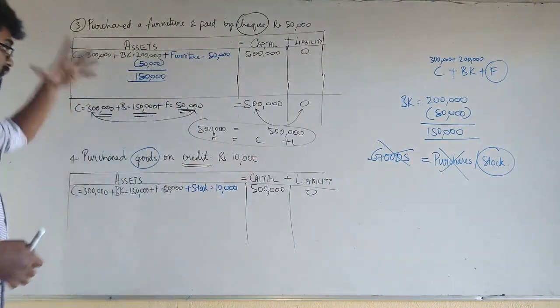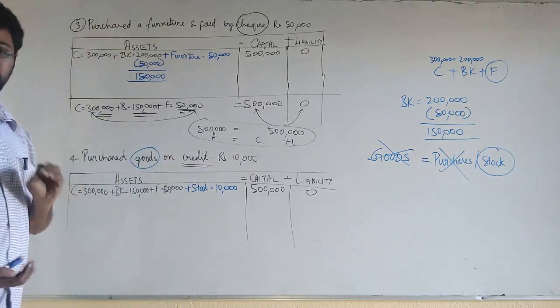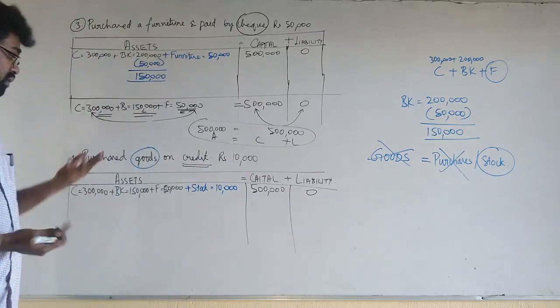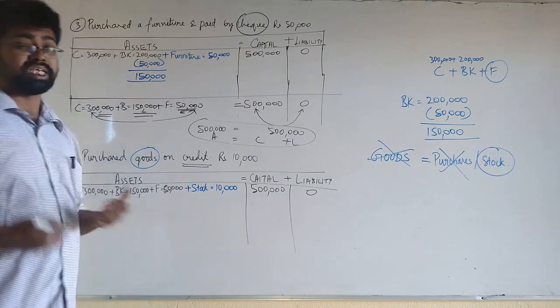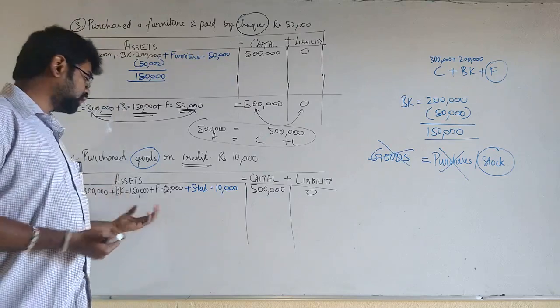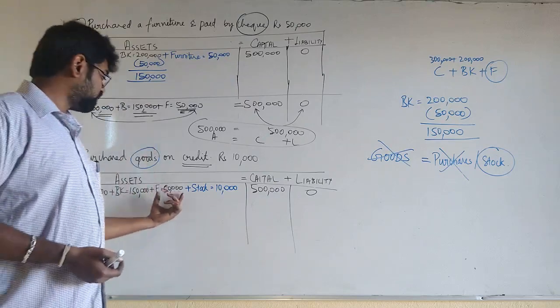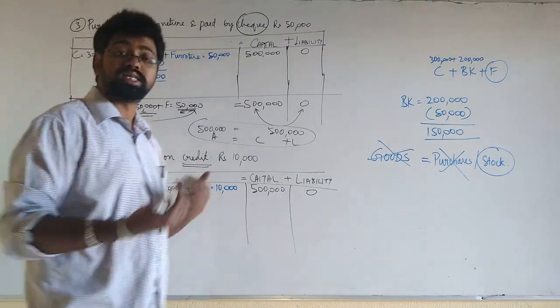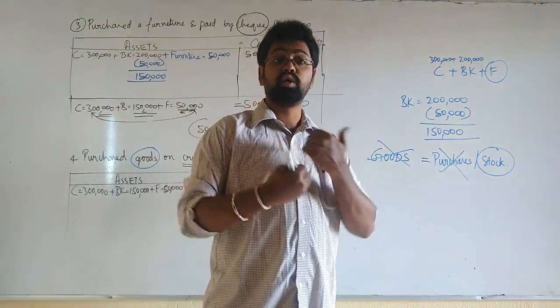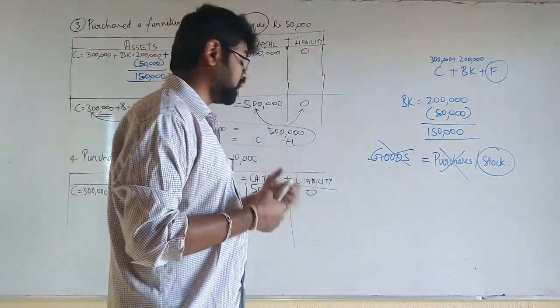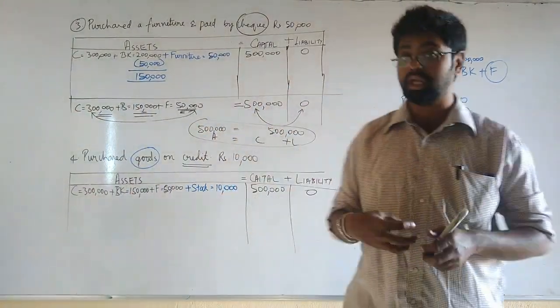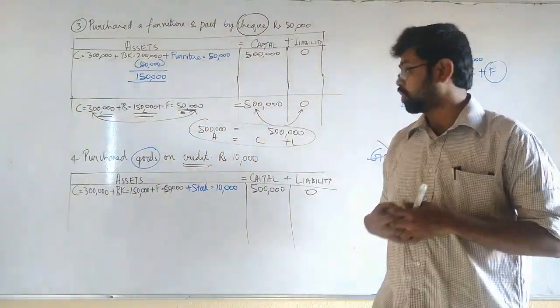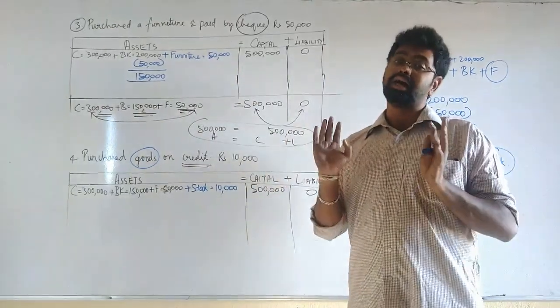Okay, so if we had paid in cash, cash would have reduced, sir. The cash we have would have reduced. Okay, if we had given a cheque from the bank, the money in the bank would also have reduced. Sir, furniture we cannot touch. So stock is the new asset that we have. Stock is the new asset that we have got. So anything that you purchase and that comes to your business is your asset.